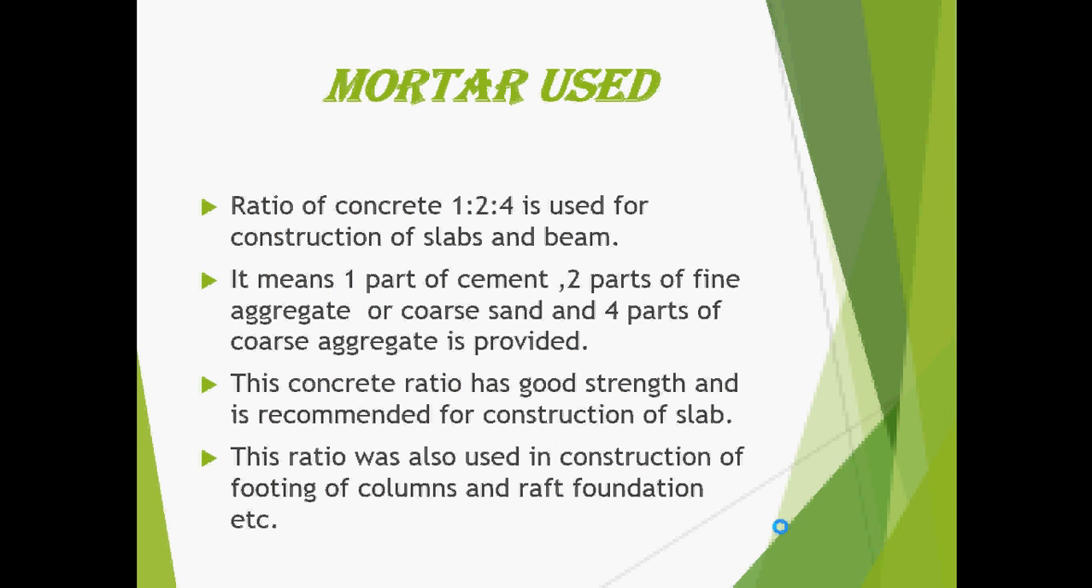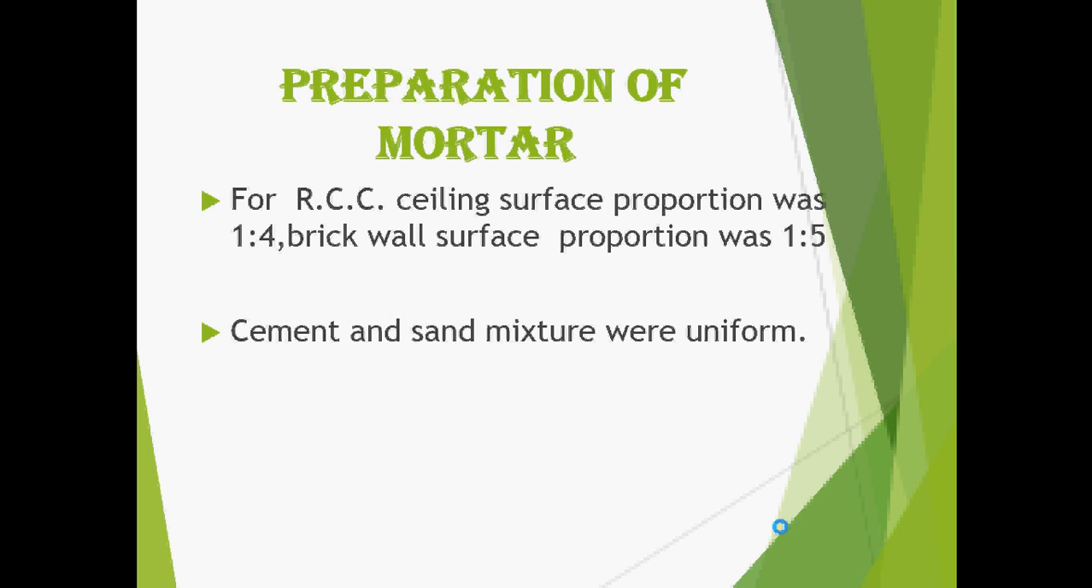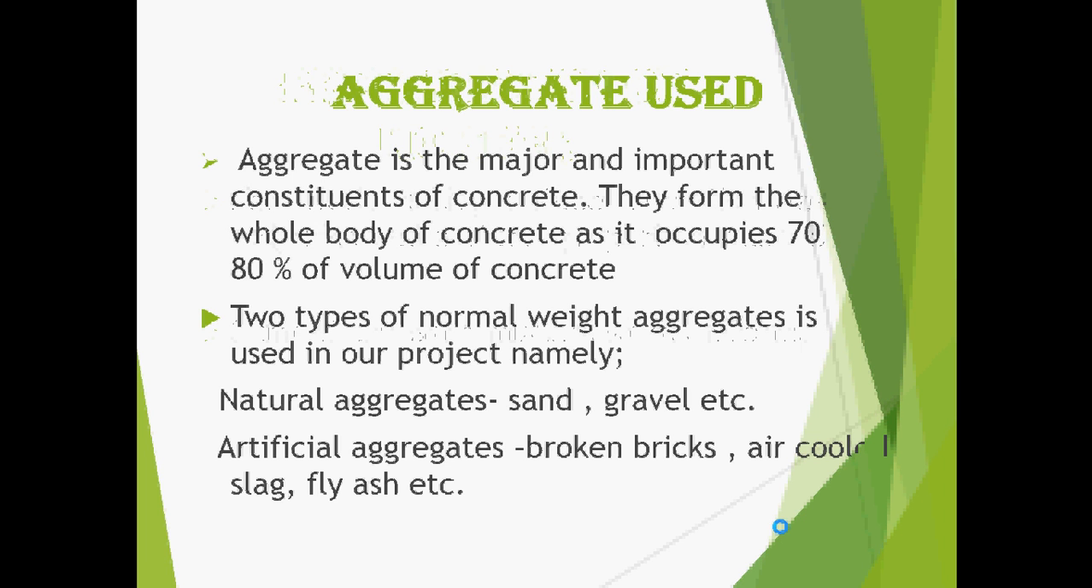The ratio of the concrete, 1:2:4, is used for the construction of beams and slab, because this ratio has good strength and is recommended for the construction of the slab. For RCC ceiling surface, the proportion was 1:4. Brick wall surface proportion was 1:5.